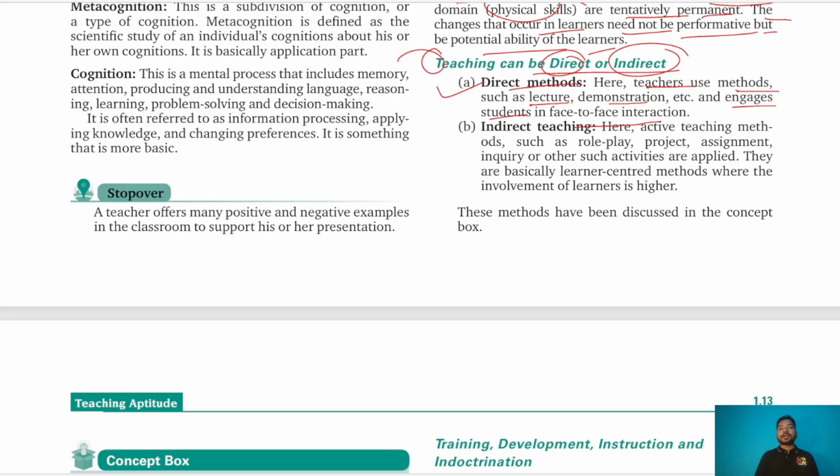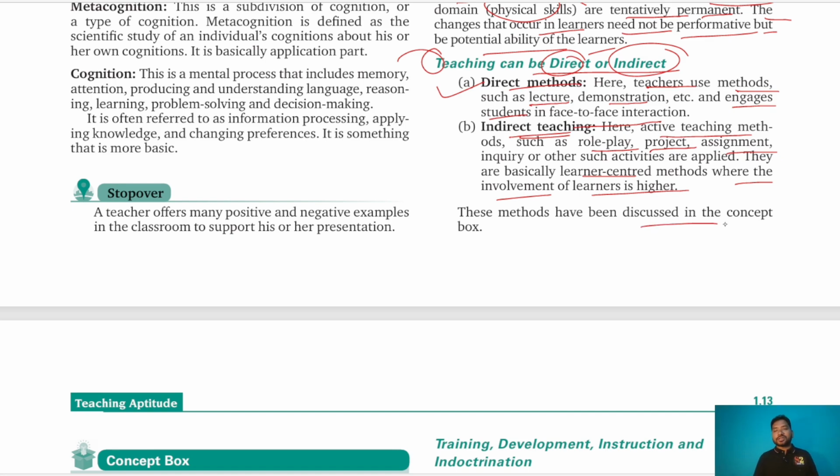And the indirect method, that is indirect teaching, active learning, okay, active teaching methods such as role play, project, assignment, and basically a learner-centered method where the involvement of the learner is higher. Where the involvement of the learner is higher, then it is called the indirect teaching method. Here the teacher gives the student a lot of role play, projects, assignments, and the student has to do them. So this is called the indirect teaching method, right?